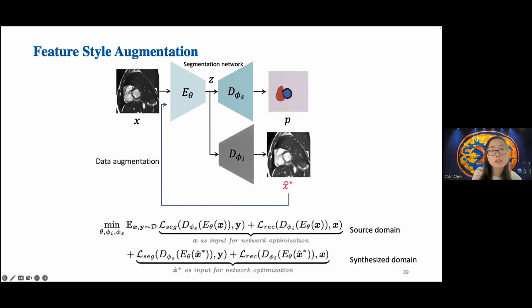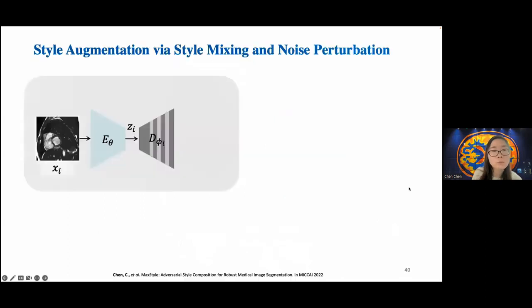So the overall loss function remains the same. We basically have dual task losses. One is the segmentation loss, the other one is the reconstruction loss, and we compute the losses on the source domain and the synthesized domain. Okay.